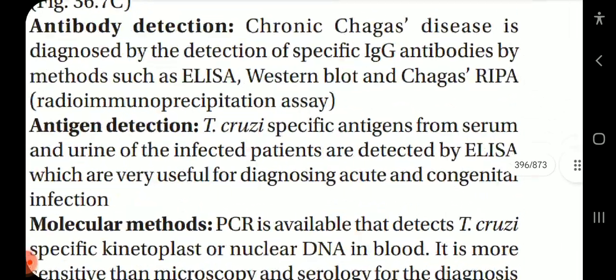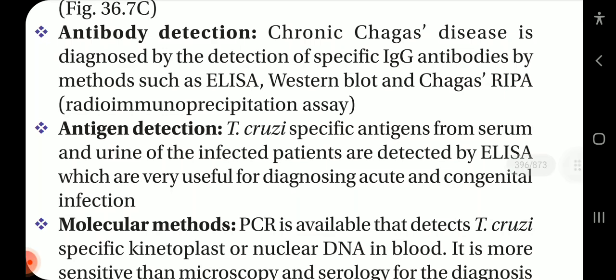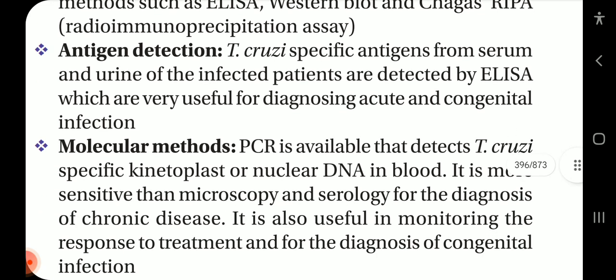Antibody detection: chronic Chagas disease is diagnosed by the detection of specific IgG antibodies by methods such as ELISA, Western blot, and Chagas RIPA, radioimmunoprecipitation assay. Antigen detection: Trypanosoma cruzi specific antigens from serum and urine of the infected patients are detected by ELISA, which are very useful for diagnosing acute and congenital infections.